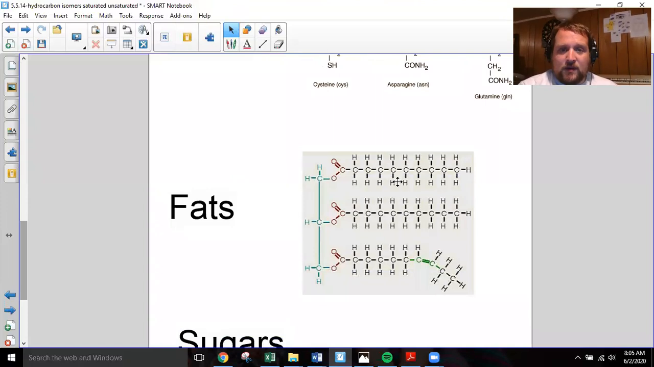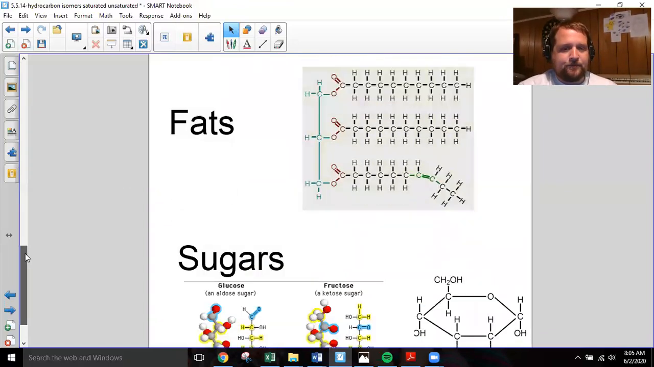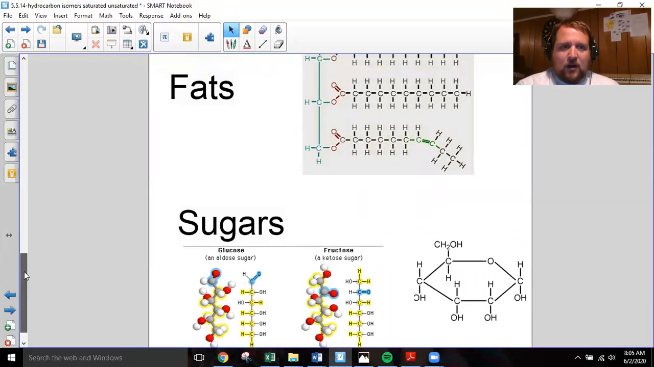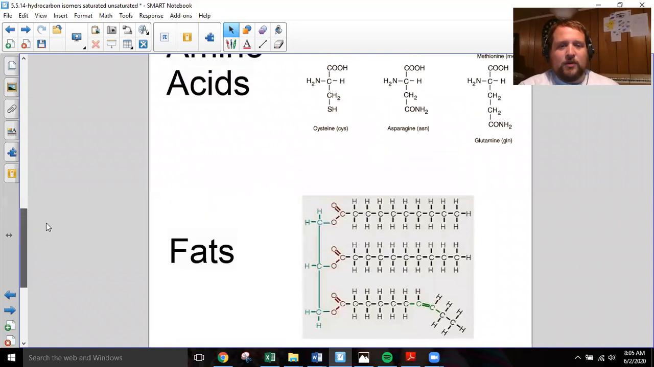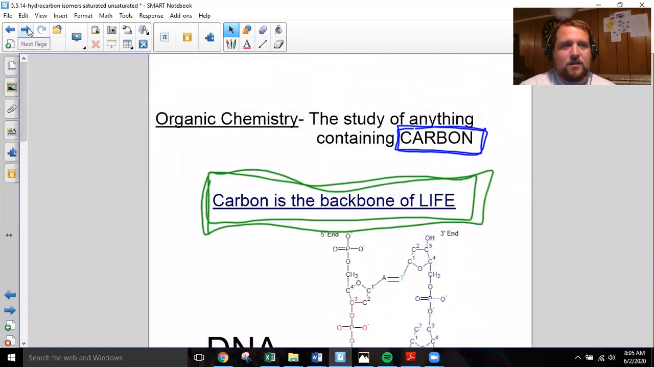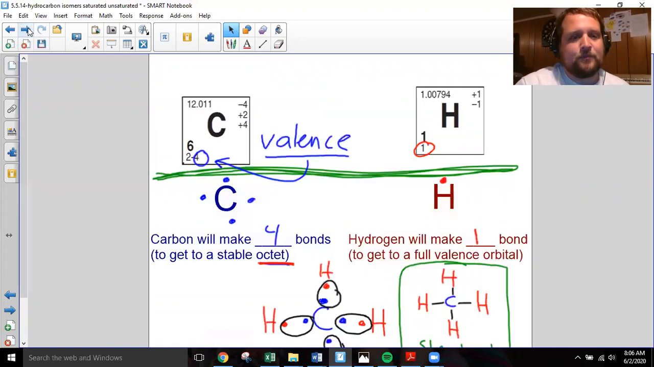Fats and lipids are long chains of carbon and hydrogen atoms. Sugars and so many other things are carbon-based molecules, which is why we care so much about them. And one of the first things you learn how to do is write their names.